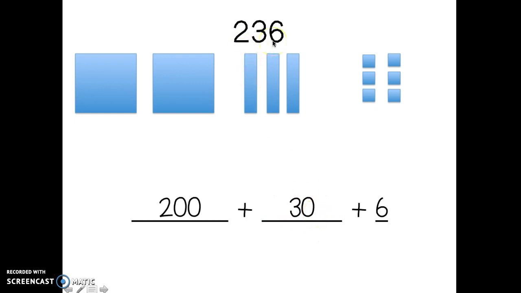Now, let's look at our ones place. We have our unit blocks here. We will count by ones. Count with me. 1, 2, 3, 4, 5, 6. So we write our 6 down here. Remember, it's really important when you write an expanded form, you need to remember the plus sign in between each of the place values. So you would read this by saying 200 plus 30 plus 6.